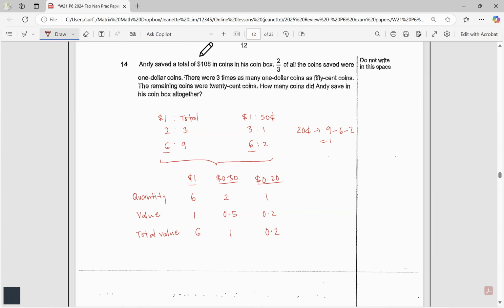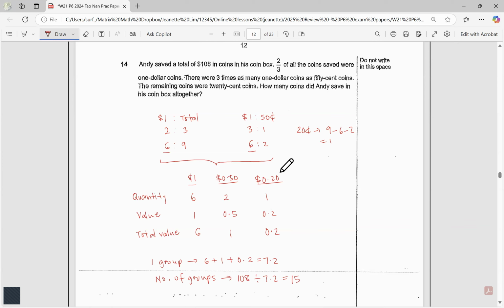So since the question gave us the total value for everything, which is $108, I will find my total value in one group, which is 6 plus 1 plus 0.2, which gives us 7.2. Now to find the number of groups, since this is a grouping question, I will take $108 divided by 7.2. So this will give us 15 groups.